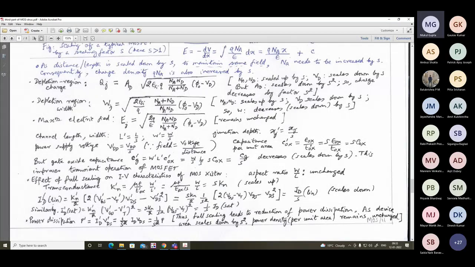Ultimately there will be S in the numerator. So it means the transconductance has increased by a factor, it scales up. Now you consider its effect on the current.